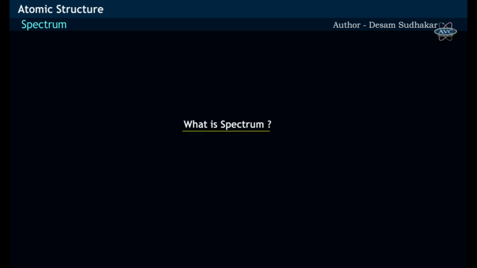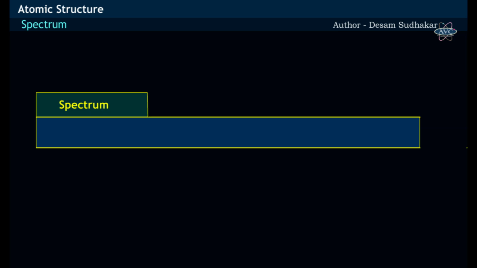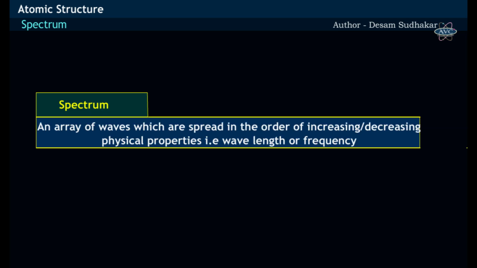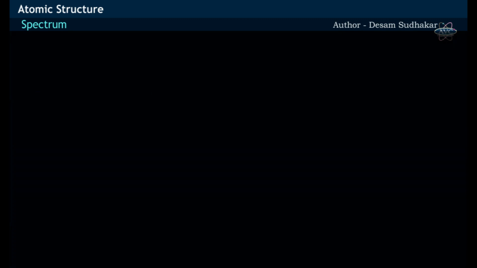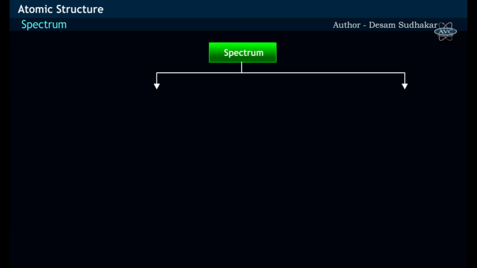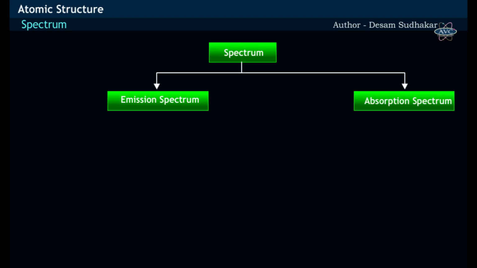Let us understand the concept of spectrum. Spectrum is the array of waves which are spread in the order of increasing or decreasing physical properties, that is, wavelength or frequency. Spectrum is classified as emission spectrum and absorption spectrum.